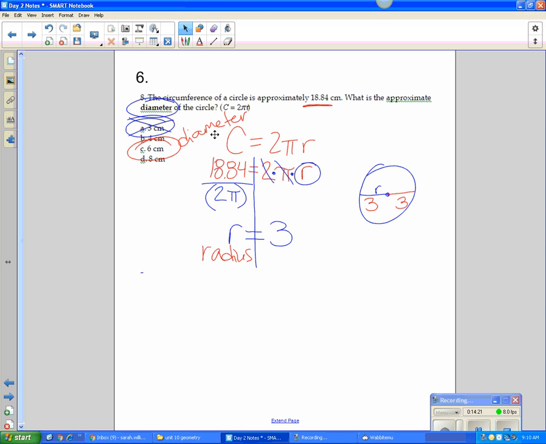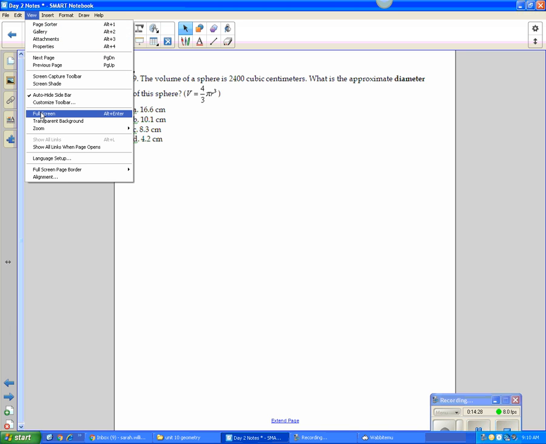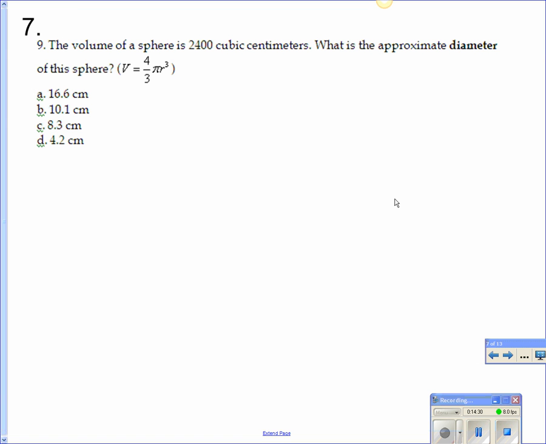All right, number 7. Elijah, read this one. All right, Stephen A., what do I want you to do first? Good, write the formula down, perfect. V equals 4/3 pi r cubed.